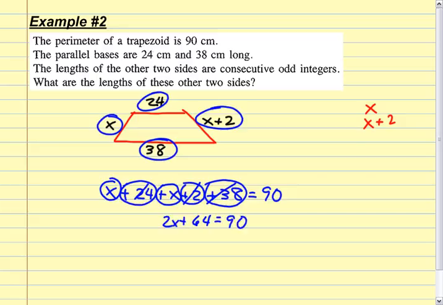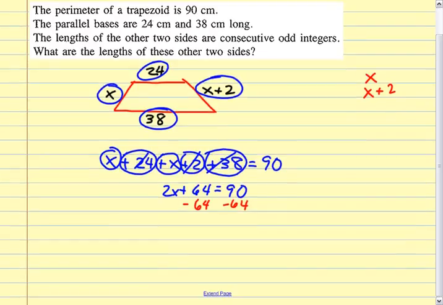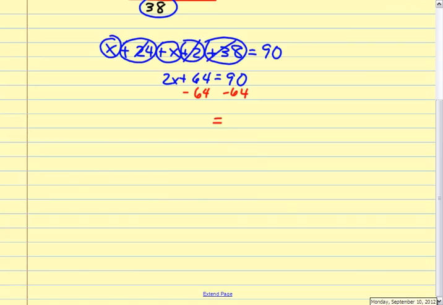Nice. Now what do I do from there? I'm going to subtract 64 from both sides. 64 minus 64. What do I have remaining on the left side? 2x. And on the right side? 26. Where do I go from here? Divide both sides by 2. And what does that give me? X equals 13. Okay, good. 13 what?